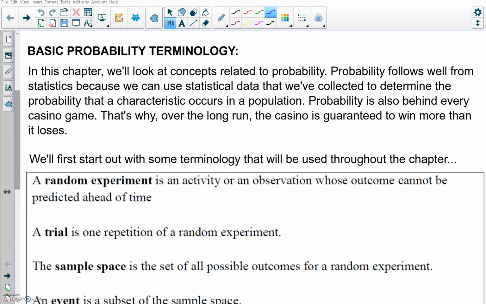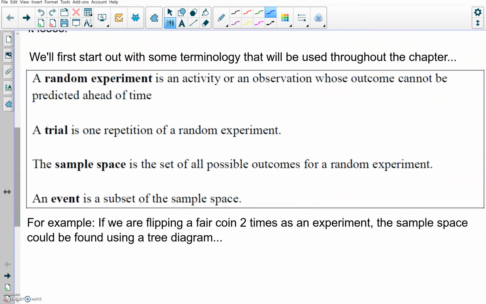And in this chapter, we're just going to, as I said, look at these concepts related to probability. And I already talked about this stuff a little bit, how it follows from statistics pretty well. And how in the casino, you're pretty much looking to see that the casino is guaranteed to win more than it loses. So moving into the actual terms here now.